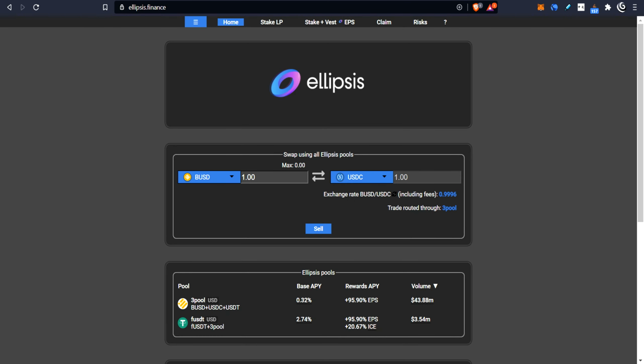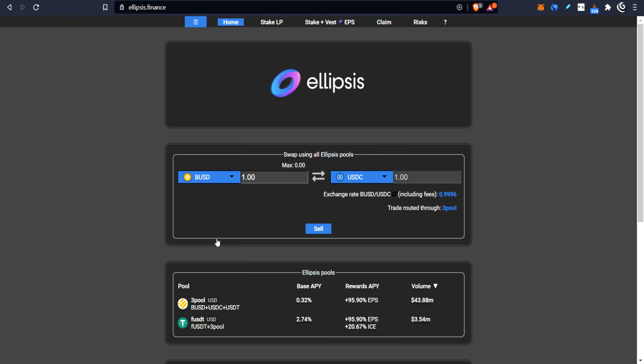Today we're on Binance Smart Chain taking a look at Ellipsis Finance. Now Ellipsis Finance is an automated market maker, so it's a place where you can come to swap one coin for another coin. This is a protocol based on the Curve Finance protocol, so they generally deal with coins that are pegged to the same price.